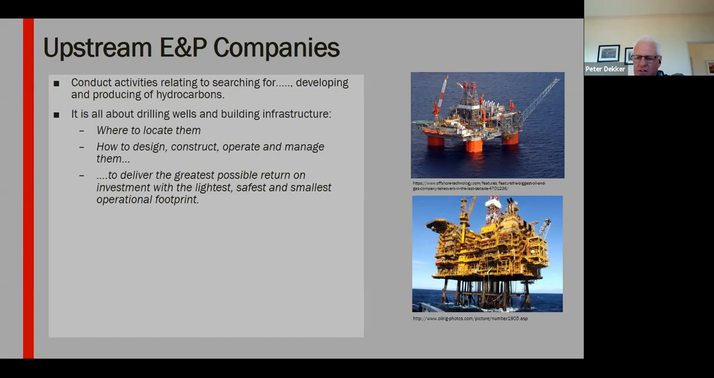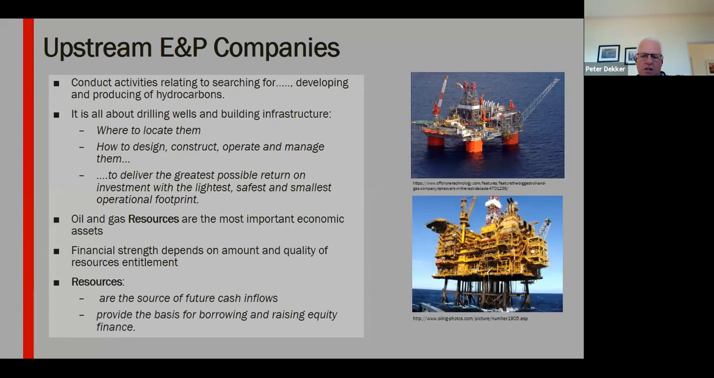Now on the right hand side you see two different platforms. One is a floating platform, the top one, and the other one is a standing platform on the seabed. Both can be used for production, but often the top one is used mainly for drilling of the wells, exploration, appraisal or development. And the bottom one is quite often used for production only because it's fixed once it's there.